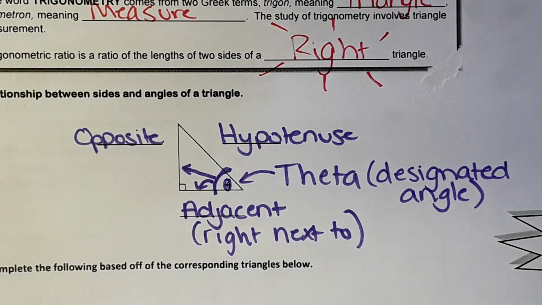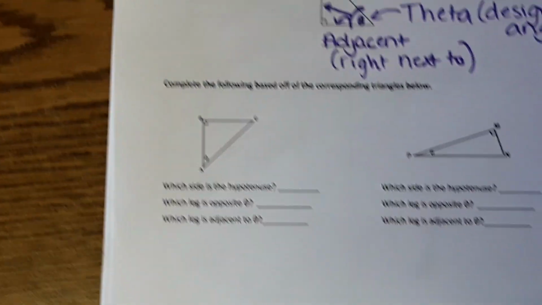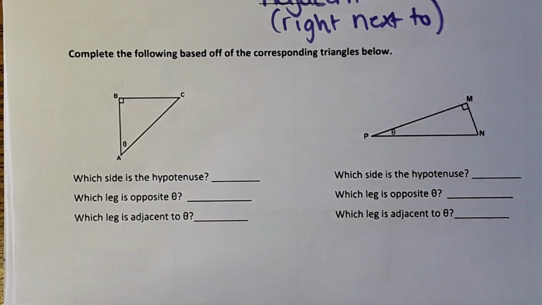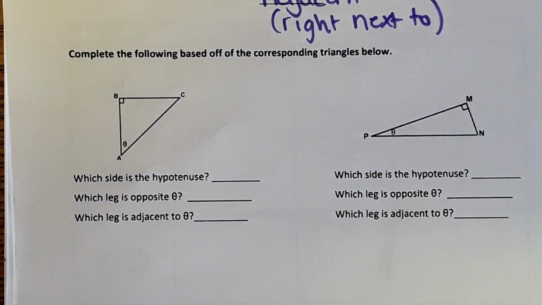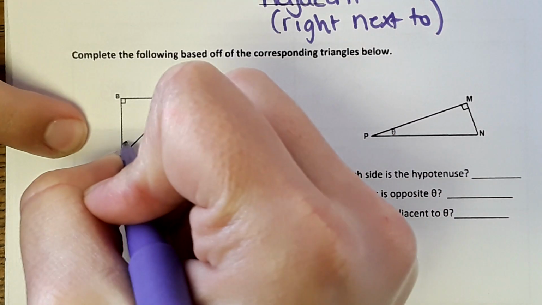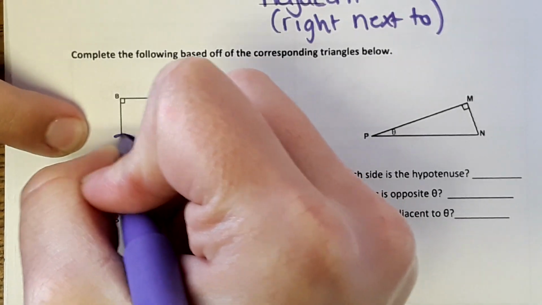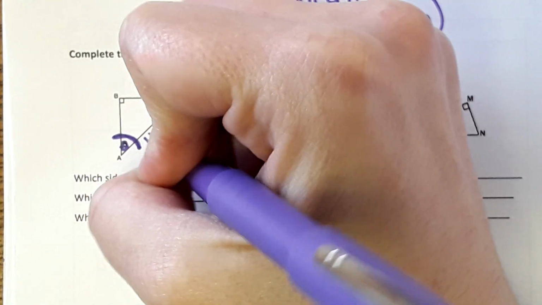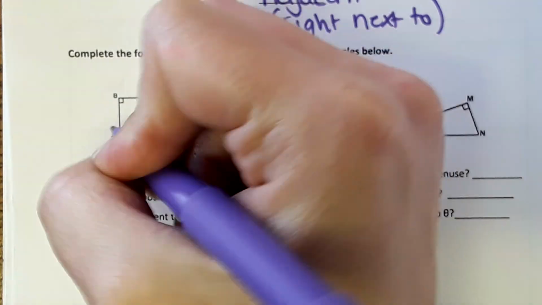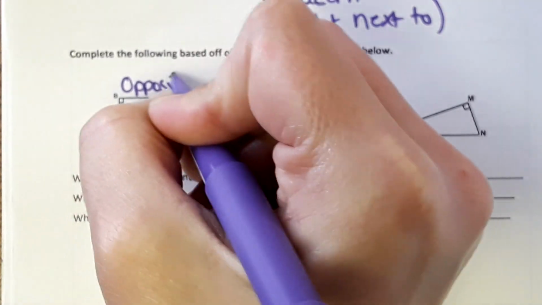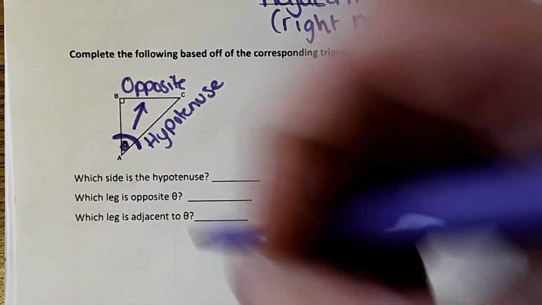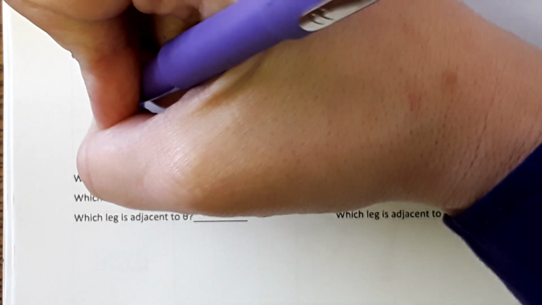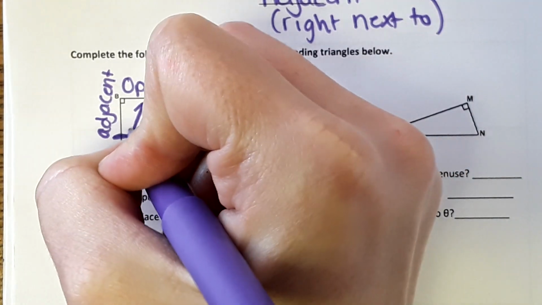Okay. Now we're going to look at these problems here. It says, complete the following based off the corresponding triangles below. So here's our theta, our designated angle. A lot of times I'll draw an arc right here to remind myself that that's the angle I'm focusing on. From this would be the hypotenuse right here. This would be the opposite side. And then this is the adjacent side, the one right next to.